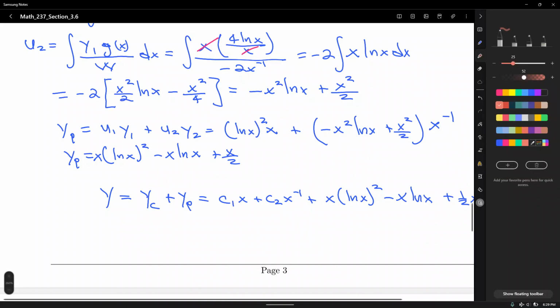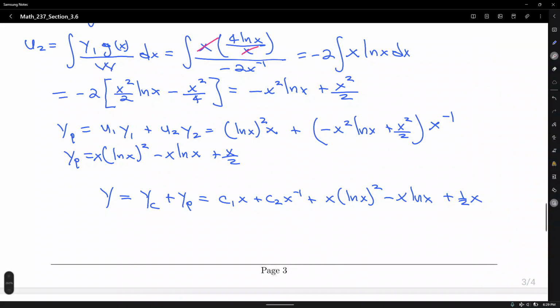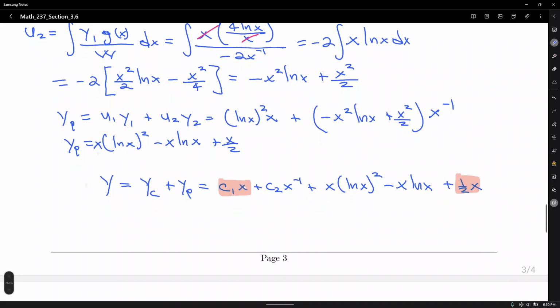Okay, we were in a situation similar to the one we're just going to get here when we were doing variation of parameters. See how c1x and 1/2 x are essentially like terms. And again, by absorption, I'm just going to write c1x to take into account the addition of c1 plus 1/2. It doesn't matter what that new constant is, it's just a constant.